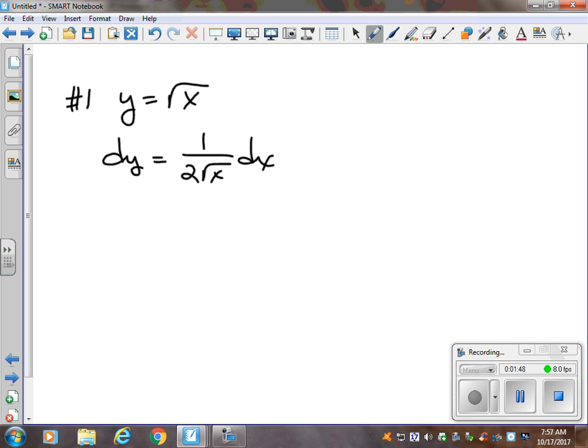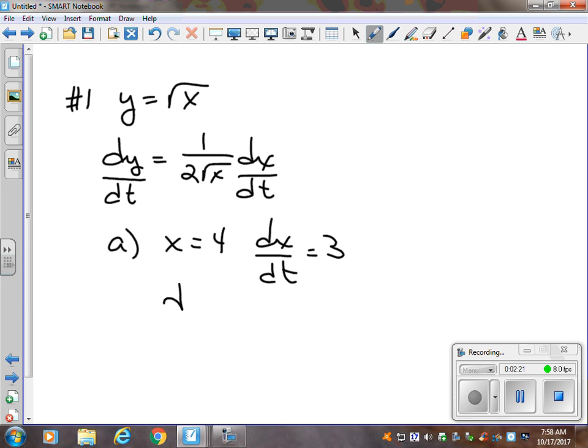Everybody agree with that? That's what we would have been doing in our last section, if we think of it like implicit. Well, now we're just going to put a dt under each one of these, and it becomes a related rate problem. So the derivative work really isn't that different. It's just don't forget to put the dt part. Now, in part A of this problem, x is going to be equal to 4, and dx over dt is going to be equal to 3, and we're going to find dy over dt.